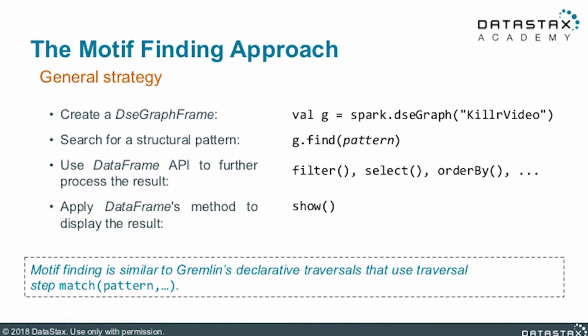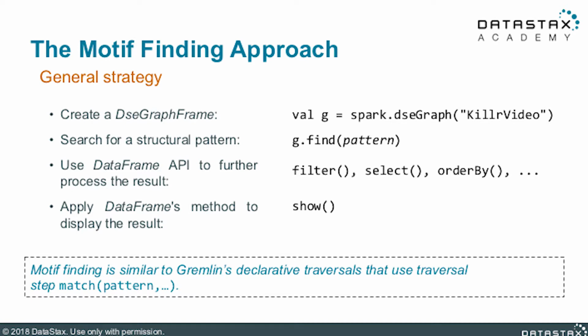Motif finding is an interesting way to express graph queries using graph pattern matching. This is similar to declarative Gremlin traversals, but the syntax is of course quite different and it does rely heavily on DataFrame API as well.